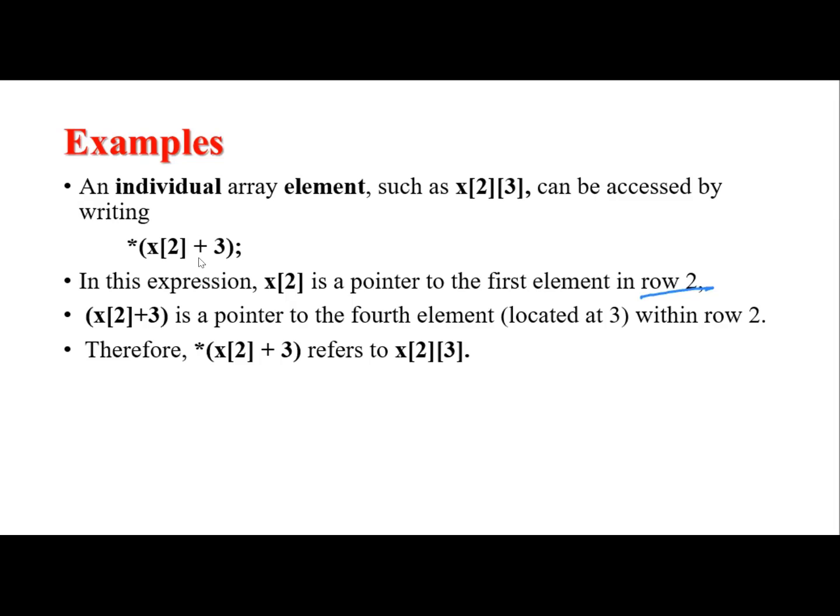Similarly, x of 2 plus 3 will be pointing to the fourth element located at index 3 within row number 2. So it is equivalent of saying x of 2 3, second row, third column. So let us look at an example to understand better how we can use the array.